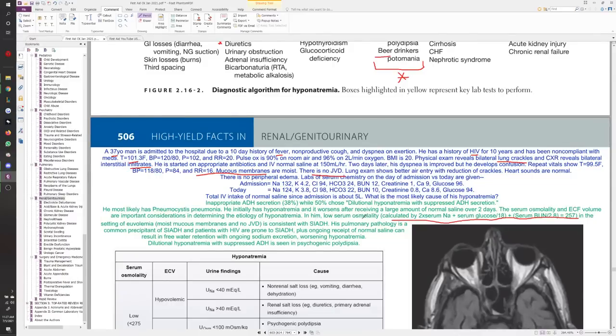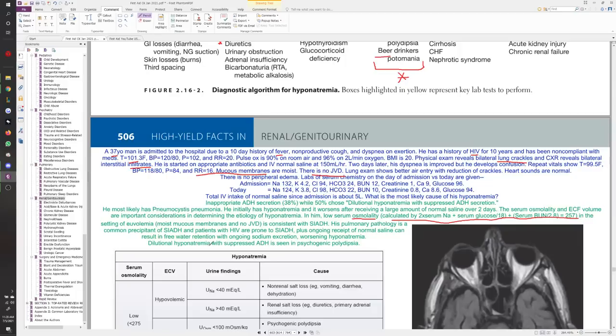Low serum osmolality. How do you have low solute concentration, yet you're still having mucous membranes that are moist? SIADH. That's the only place. His pulmonary pathology is a common precipitant of SIADH, and patients with HIV are very prone to SIADH. Plus, ongoing receipt of normal saline can result in free water retention with ongoing sodium excretion that worsens hyponatremia.